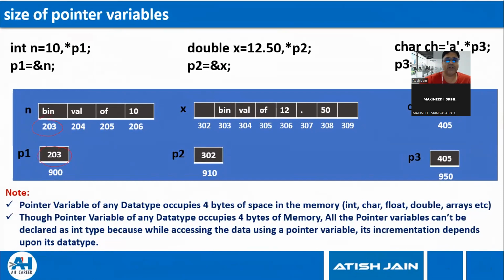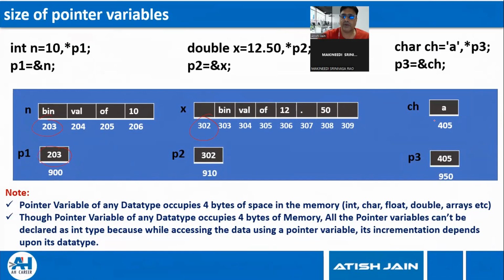And when you take double, 8 bytes will be allocated for this. Only the base address will be stored. And even when you are working with a character type, only 1 byte is reserved, but this address will be assigned to one pointer variable, that is P3. But when you look at it, the pointer variables are going to hold memory addresses, and memory addresses are nothing but some whole numbers.